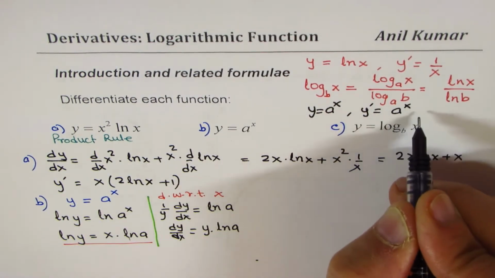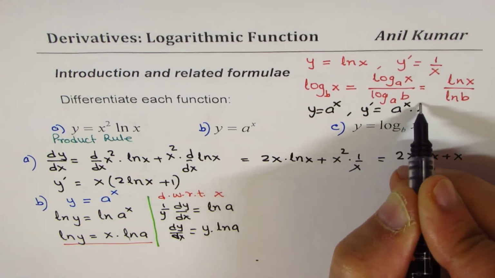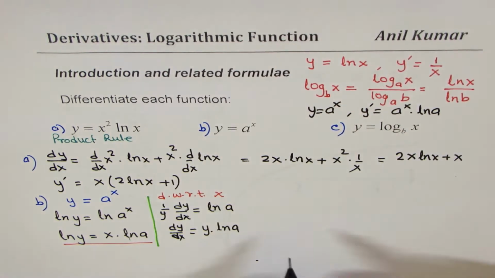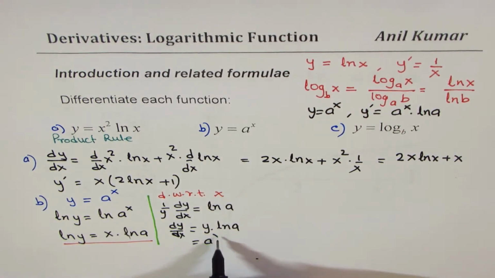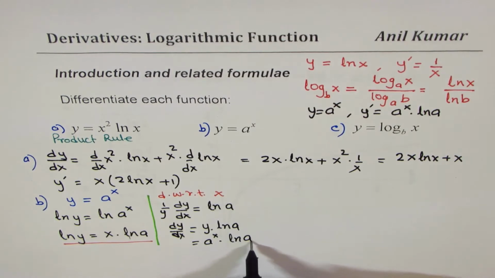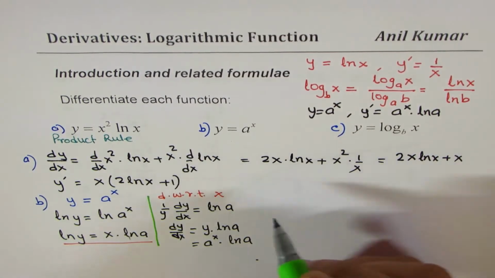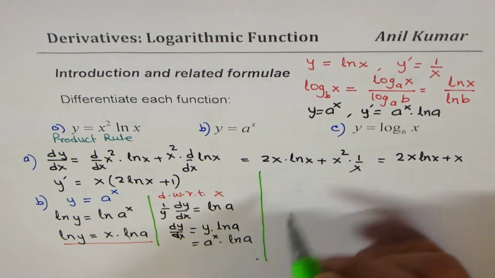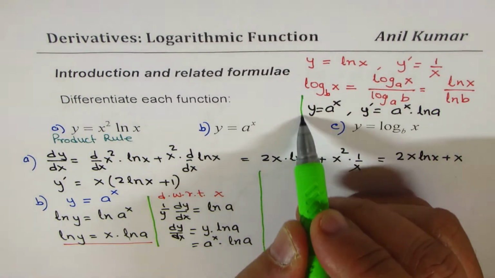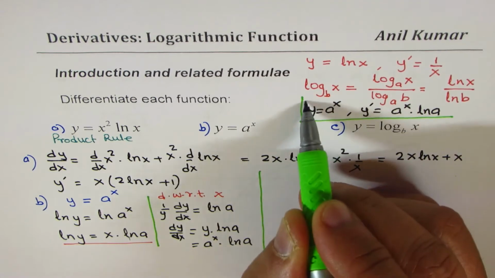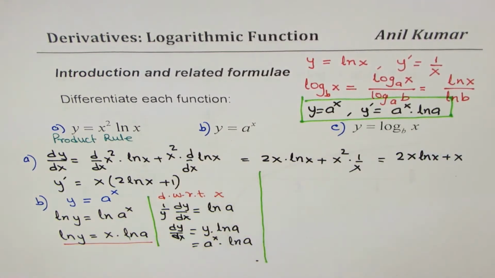So we could write this as a to the power of x times ln a, correct? So I could always write this as a to the power of x ln a. Does it make sense to you? Correct? So that is the next formula which we have derived, and we are going to use this formula extensively in all our examples. Okay.